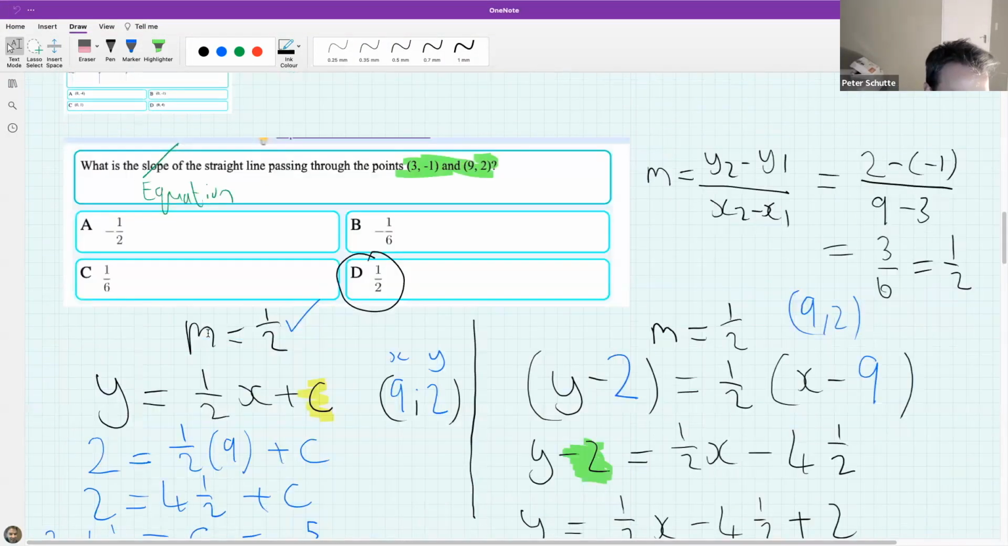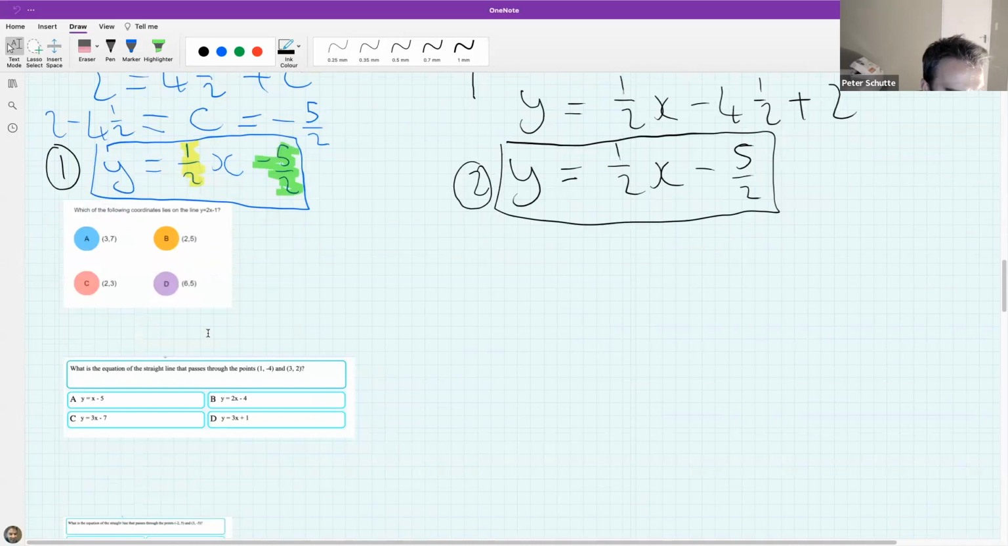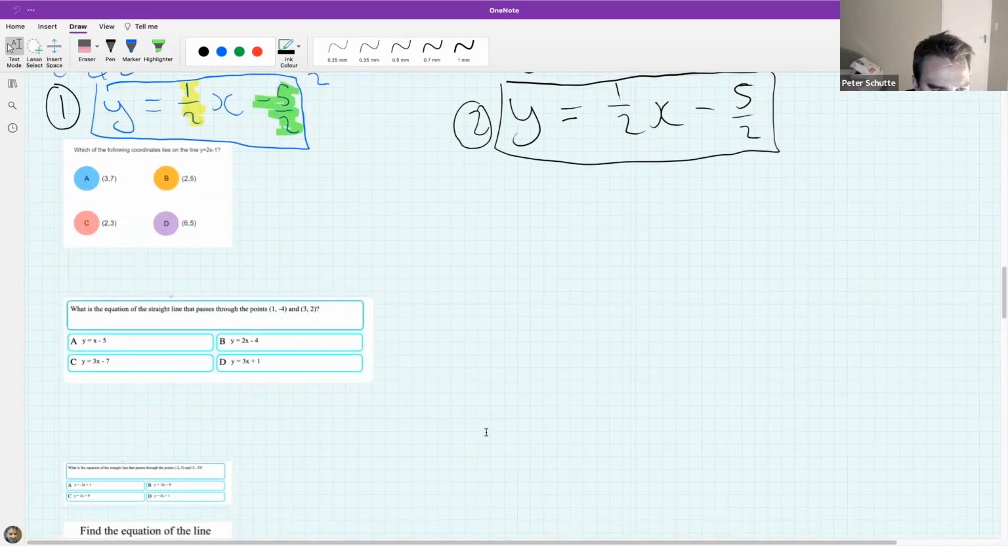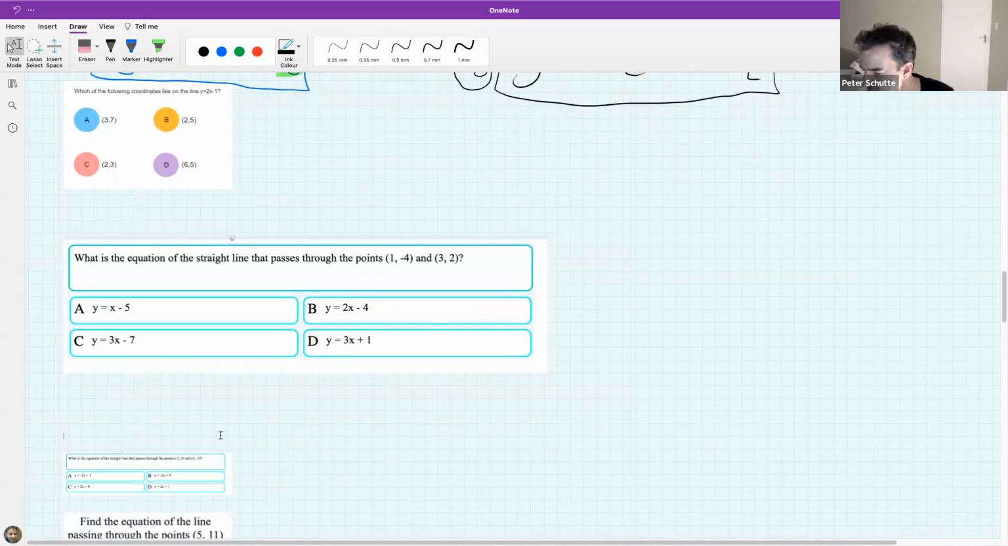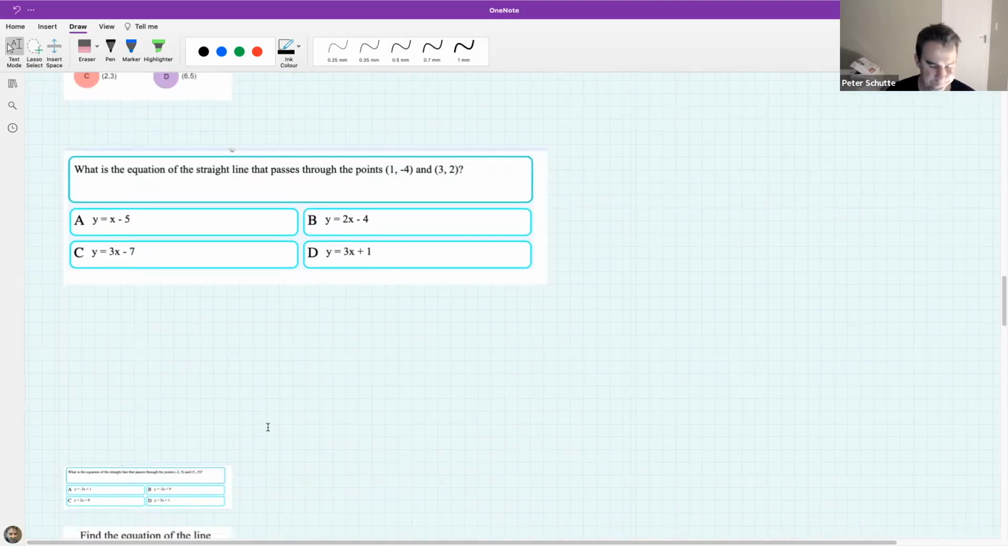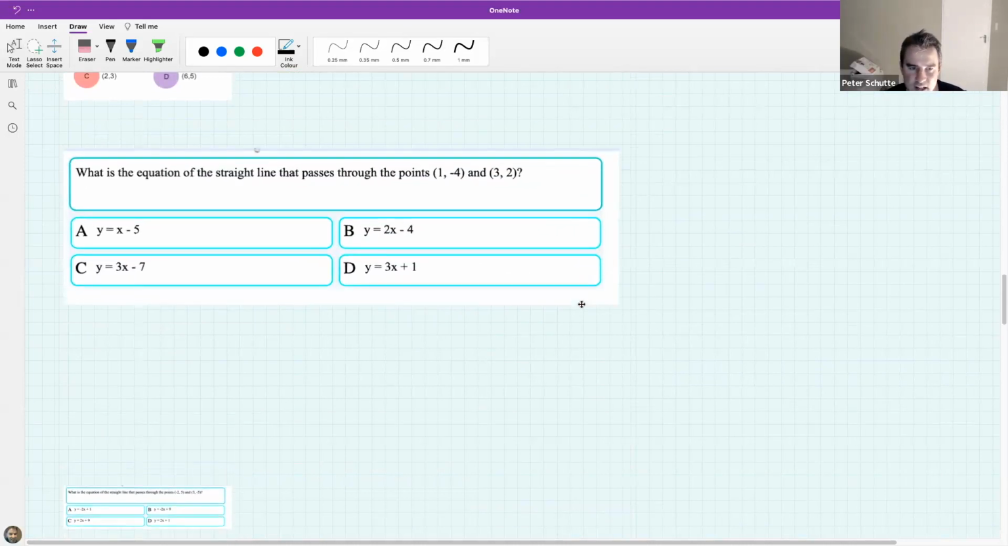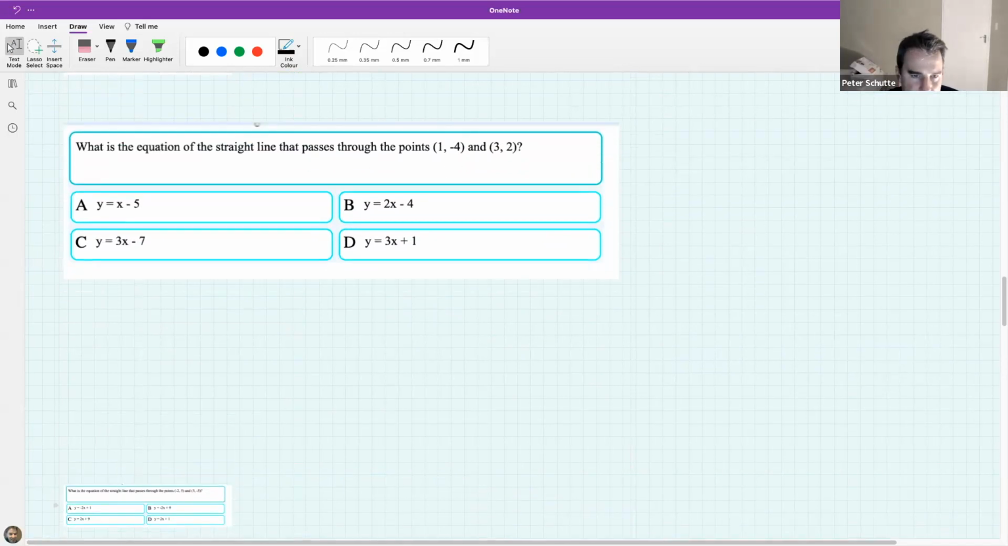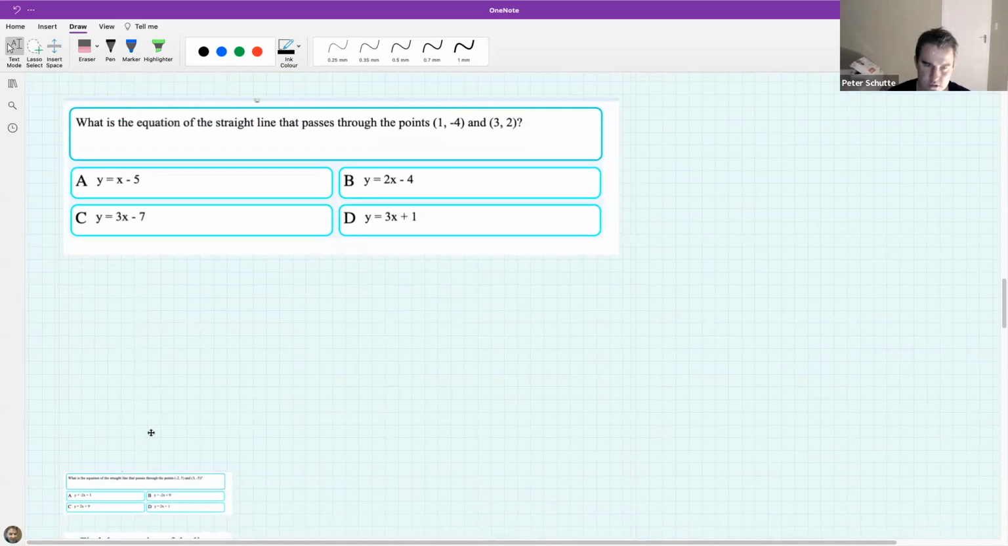Okay, let's see if you can figure out the equation of the straight line passing through these two points. What is the equation of the straight line passing through these two points? Over to you guys. You can choose whatever method you like. I'll try and do both, but I want you to go for it. I'll call it method one.